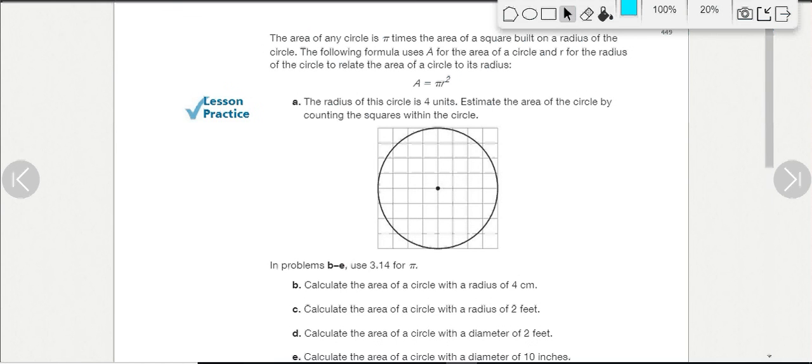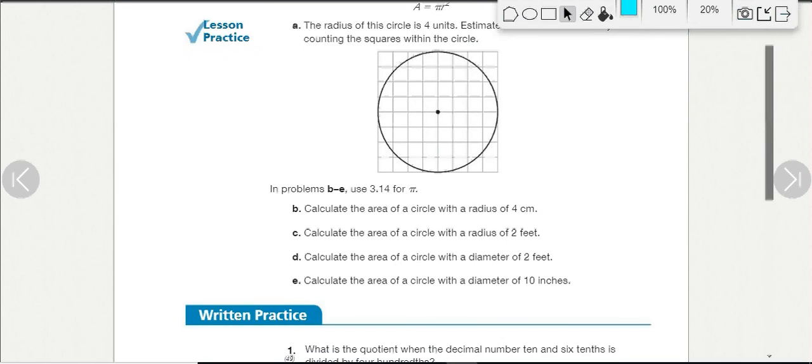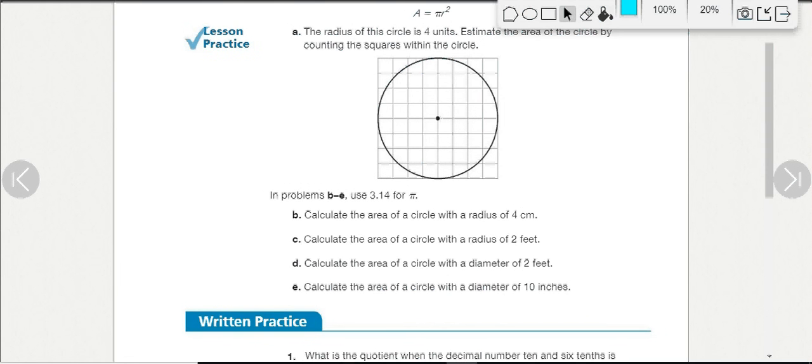So the formula again is area is pi times the radius times itself, or radius squared. If the radius is 4 units, you could estimate it by counting the circles, but I'm more interested in you solving with the formula. So let's do letter B, C, and then let's get a little bit more difficult with E.